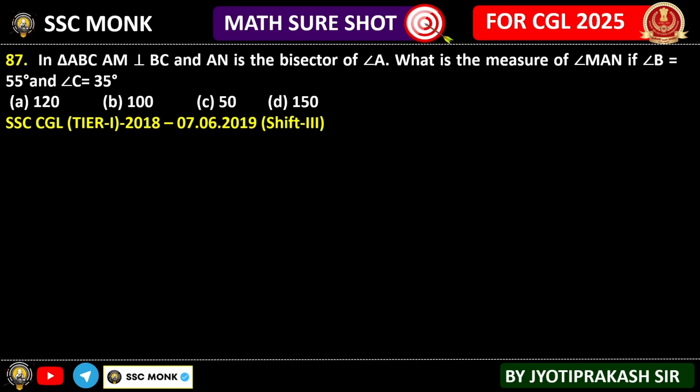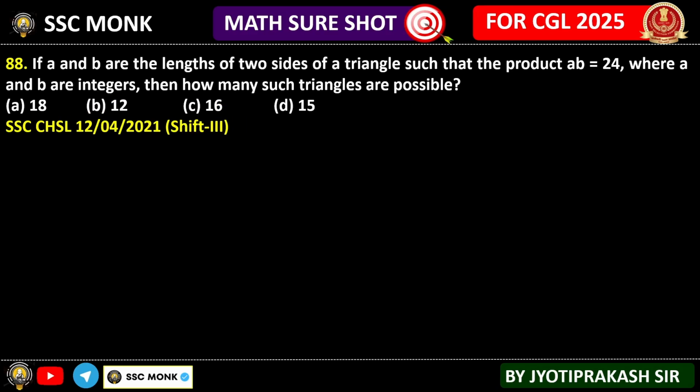Next, in a triangle ABC, AM is perpendicular to BC. AN is the bisector of angle A. What is the measure of angle MAN? That is equal to (B minus C) by 2. 55 minus 35 is equal to 20, divided by 2 is equal to 10. This is in degrees, 10 degree. Answer option B.